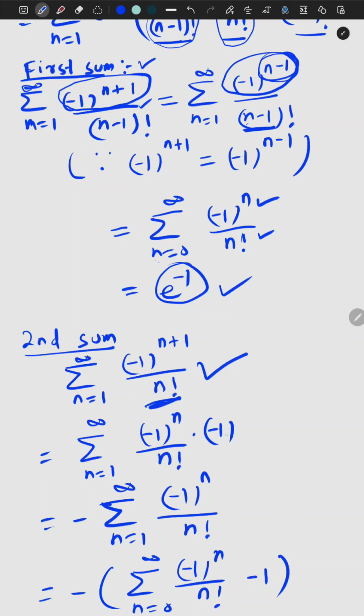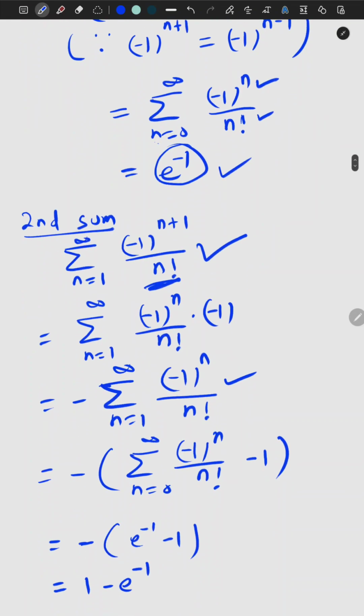Okay. Then it takes minus times of this series, minus summation n from 1 to infinity minus 1 to the power n divided by n factorial. But here we cannot apply the formula directly, because here n starts from 1 to infinity. If you look at the exponential series formula, n should start from 0 to infinity. So one term is missing, which is for n equal to 0. So we have to add and subtract.